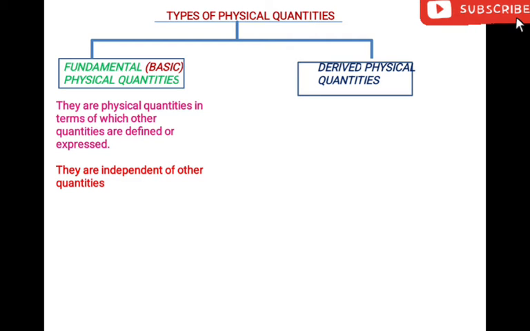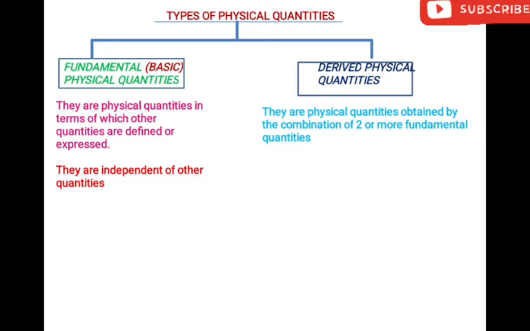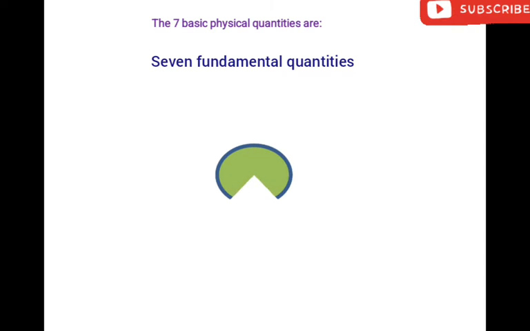Now, what are derived quantities? They are physical quantities obtained by the combination of 2 or more fundamental quantities. There are 7 basic physical quantities. We are looking at the 7 basic fundamental quantities.